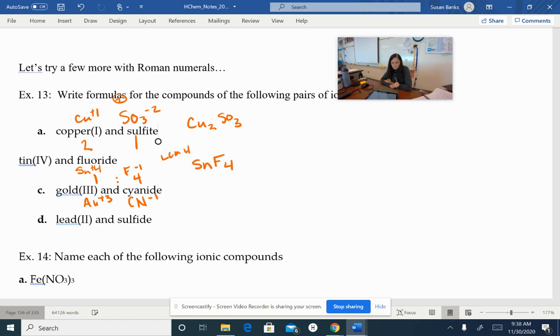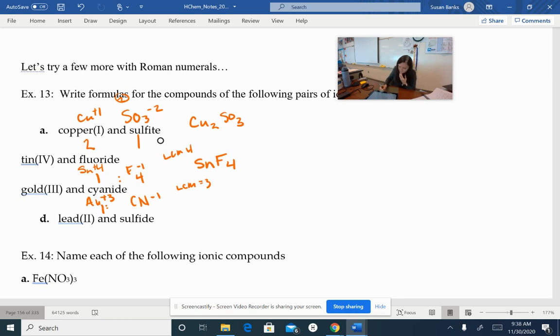Okay, so my least common multiple between 3 and 1 is a 3. So that means I'm going to need 1 gold. It means I'm going to need 3 cyanides. So 1 gold and 3 cyanides. Now remember, when I need to multiply a group, I have to use parentheses. So Au(CN)3.